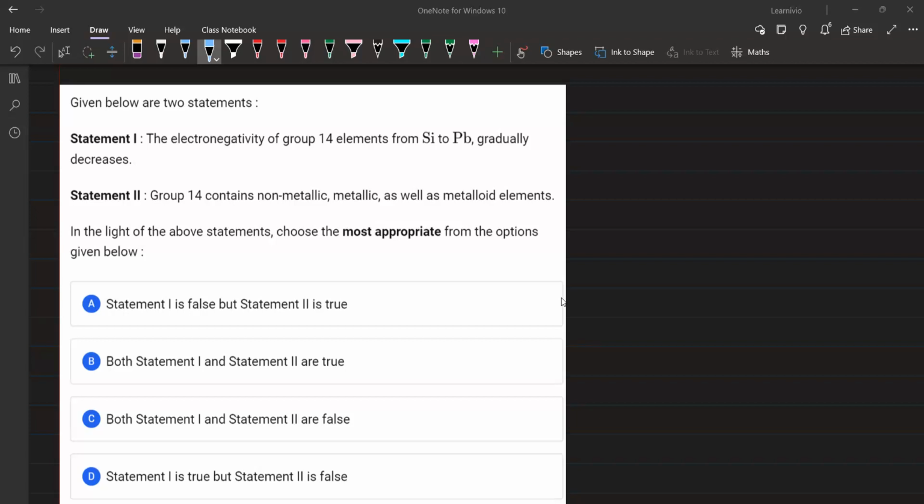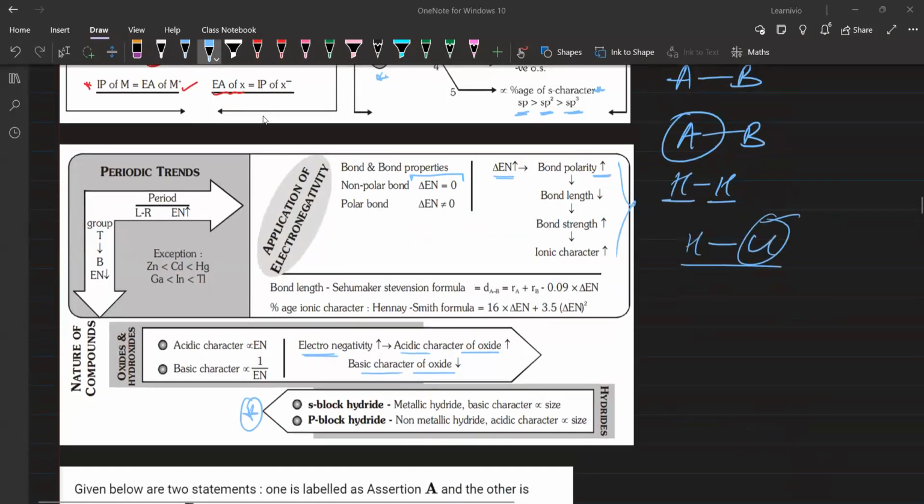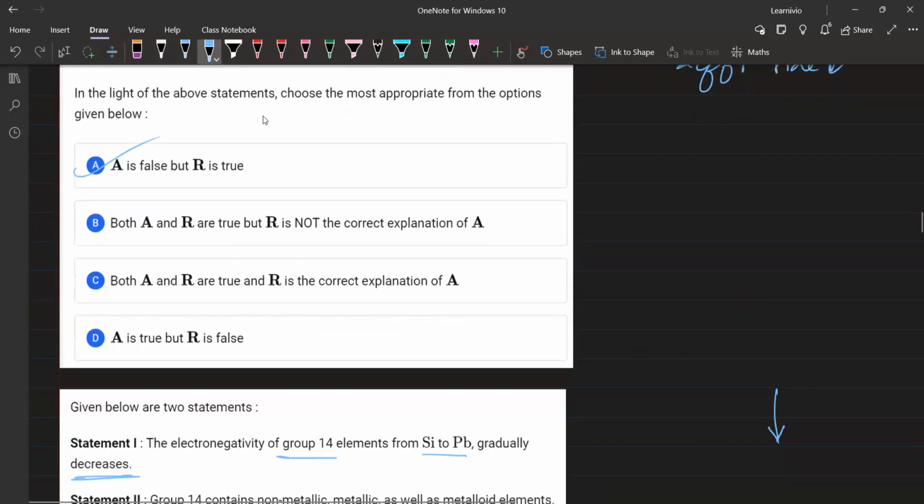Okay. So the electronegativity of group 14 elements from silicon to lead gradually decreases. Silicon to lead, top to bottom, what happens to electronegativity? If I go from chlorine, bromine, iodine, what happens to the electronegativity? Does it decrease or increase? Tell me, guys. Have you not written it? I think it was here. Top to bottom, electronegativity decreases. Okay, so the first statement is true.